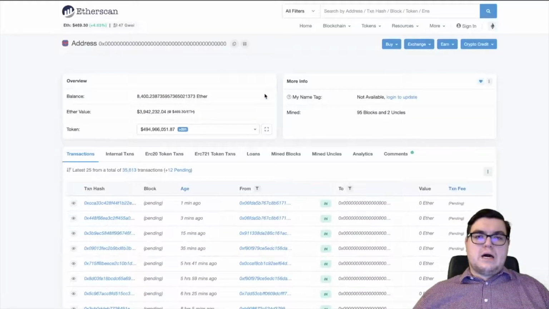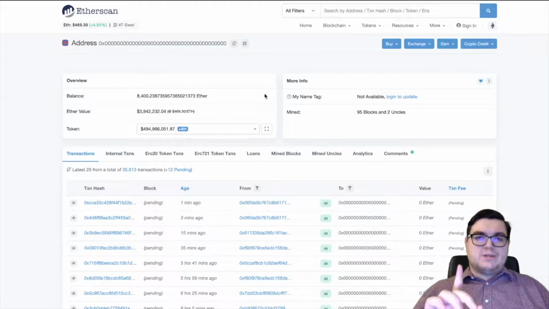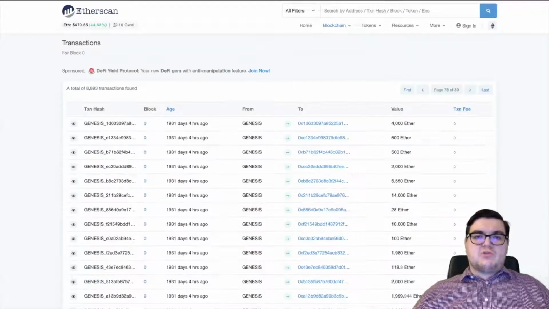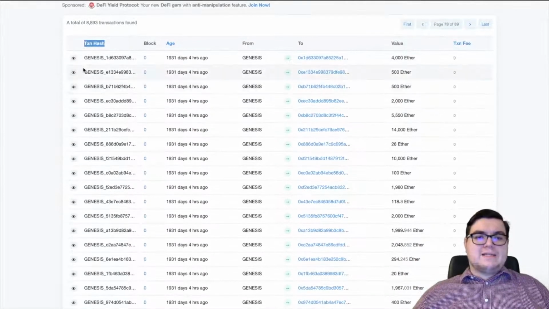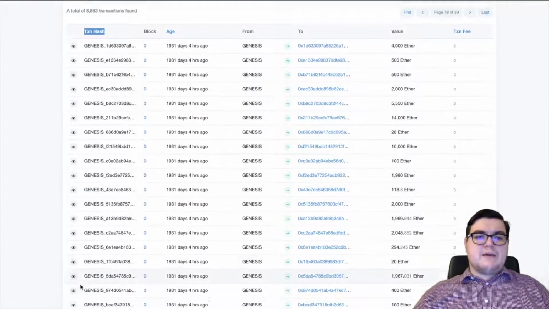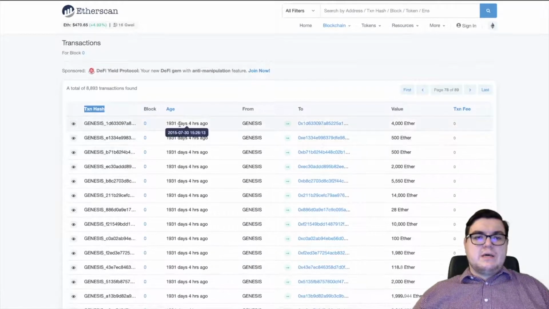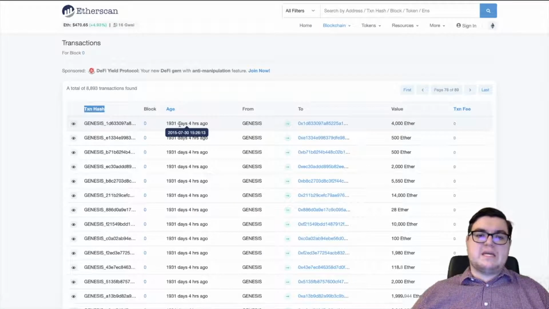The only transactions that came out of the wallet were in the very first block, the 0 block. Here is the 0 block, and you can see the transaction hash. If it has Genesis, like every single one of these does, this was 1931 days ago and 4 hours. So this was back in 2015 on the 30th of July.